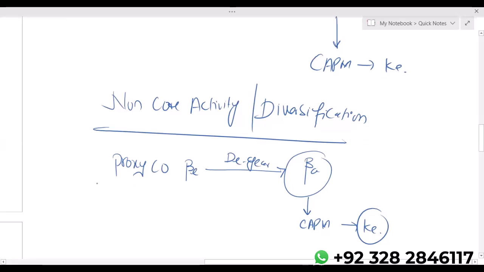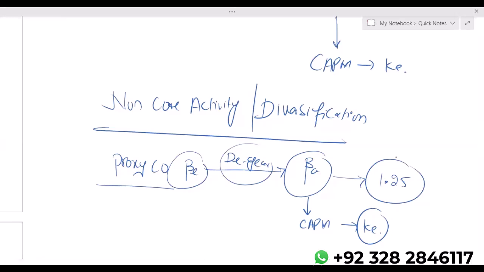Assuming the examiner has given you the proxy company, you have taken the equity beta of the proxy company after de-gearing. I'm again assuming that you have calculated the beta asset. Let's assume 1.25. If your examiner says that the beta asset of the proxy company will be increased by 0.2 for you, then whatever beta asset I have calculated, I will add 0.2 to that. But of course, for that, the examiner has to mention it.